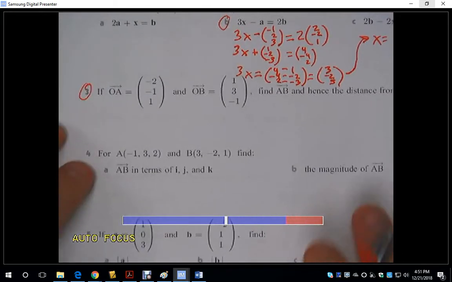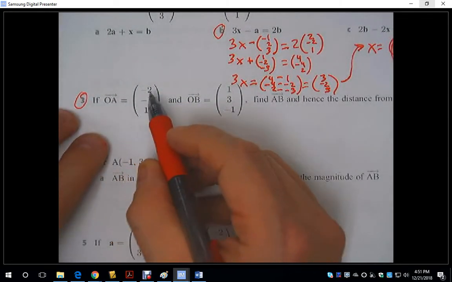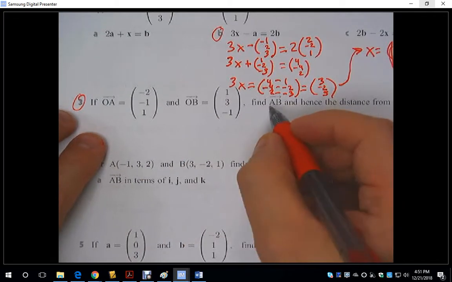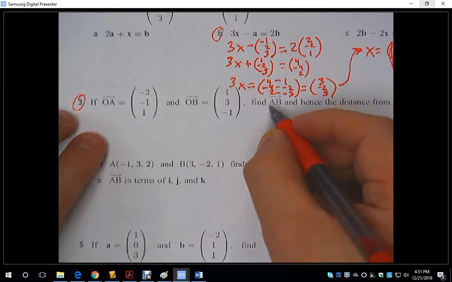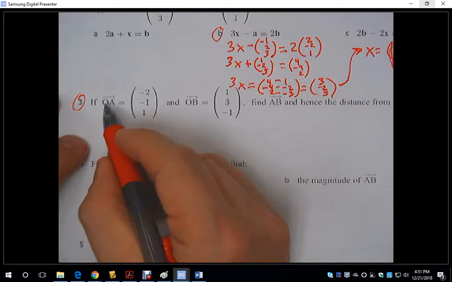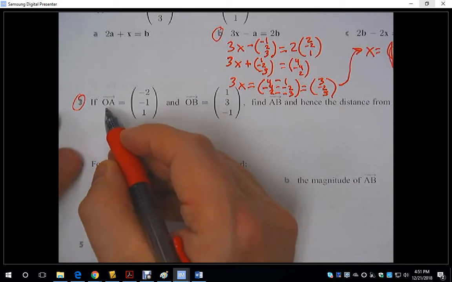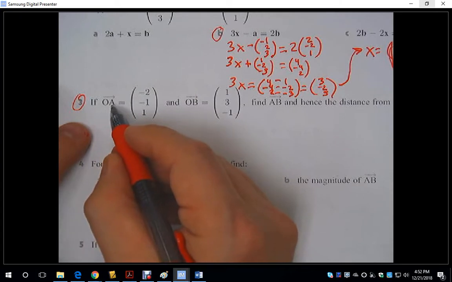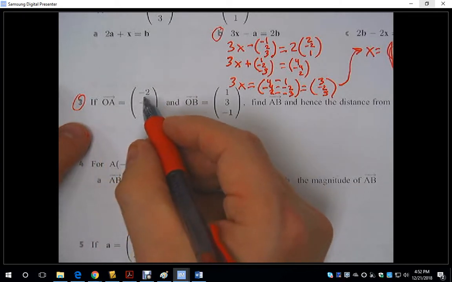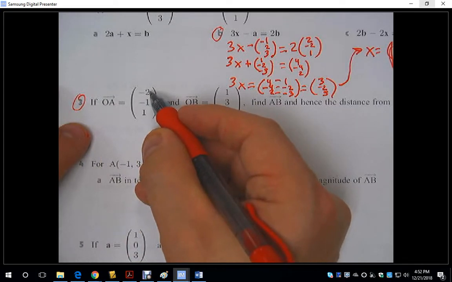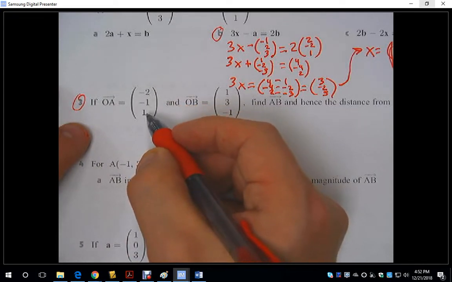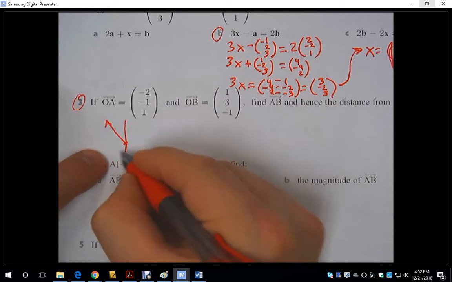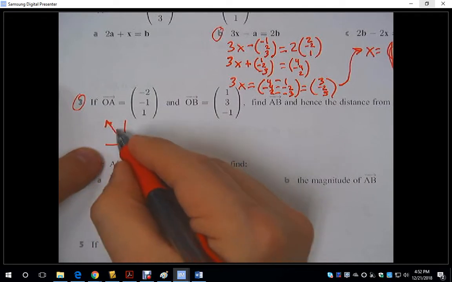Number 3. I have a vector OA, which is negative 2, negative 1, 1, and I have another vector OB, which is 1, 3, negative 1, and I want to find vector AB. Now, O represents that the tail of our vector is at the origin and the head of our vector is at some point. Well, if our tail is at the origin, and this is our vector where we go a certain number of spaces in the x direction, the y direction, and the z direction, we're going to have some vector, if this is the origin right here, some vector here with a point.